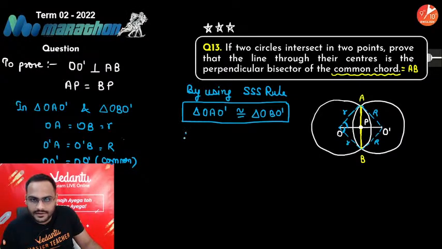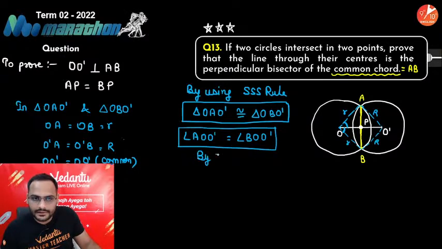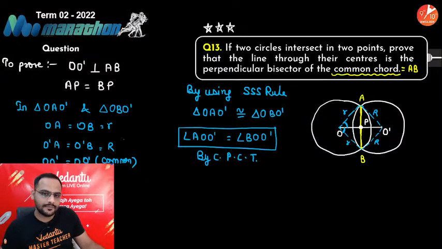So I will say, sir, angle AOO dash will be equal to angle BOO dash by CPCT. This is very important. By CPCT. Now see, this congruency we required. ये congruency अपने को करना पड़ा बेटा to get this result. This is very important result.